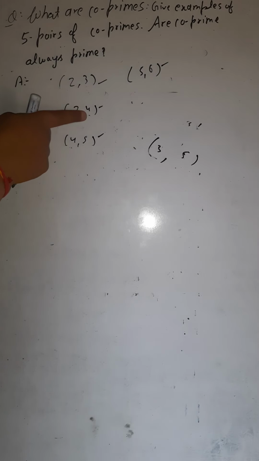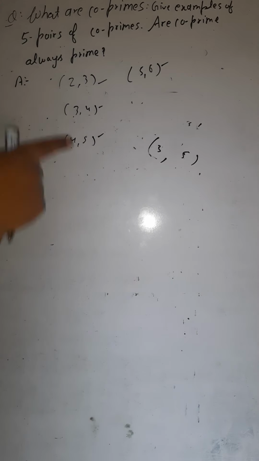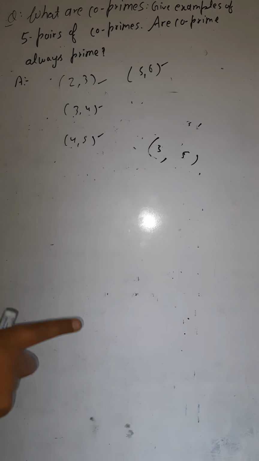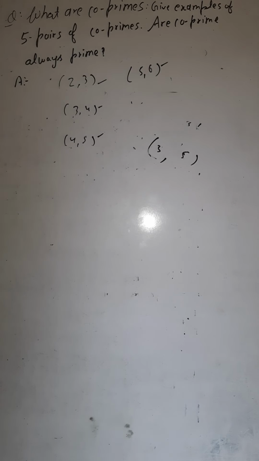Or one number can be even also. In this example you are getting one number even, one number odd. But both the numbers cannot be even. Just remember this. One number can be even and one odd, or both the numbers can be odd also. Then you would call such numbers co-primes. Hope you are getting this.